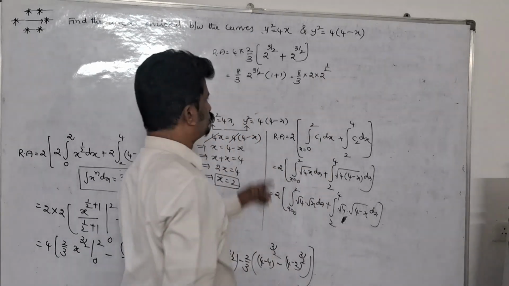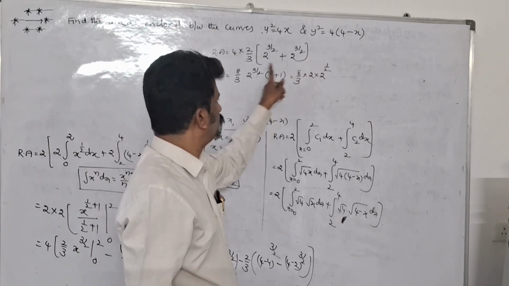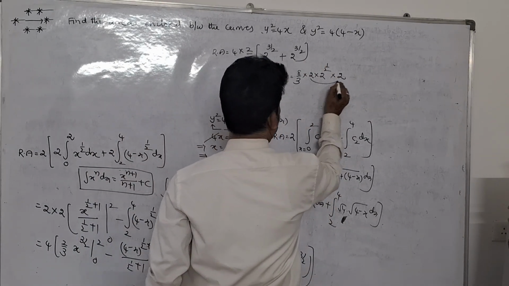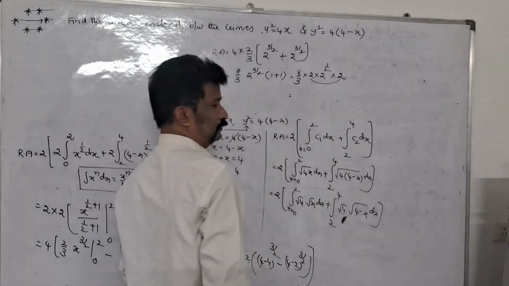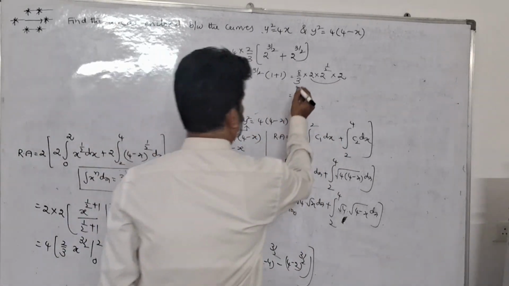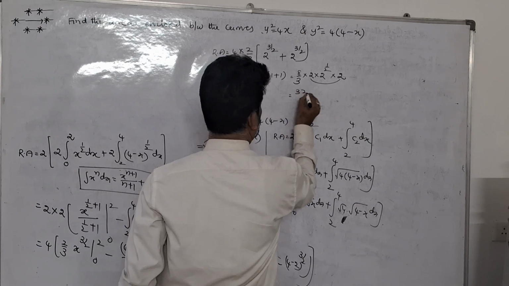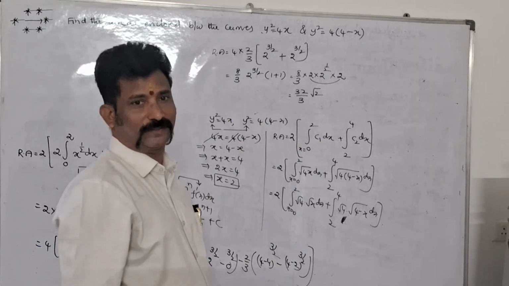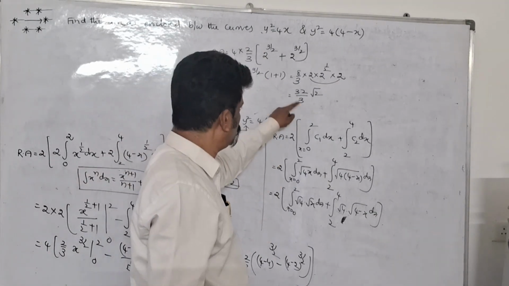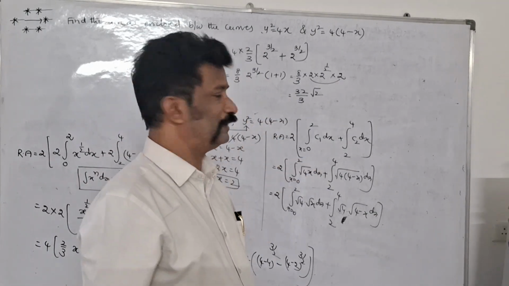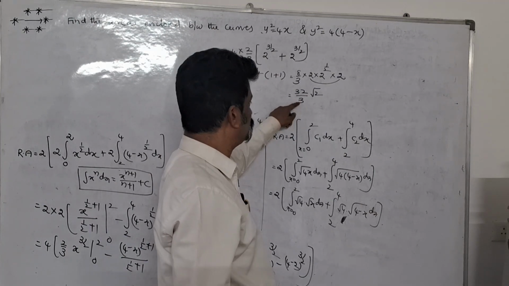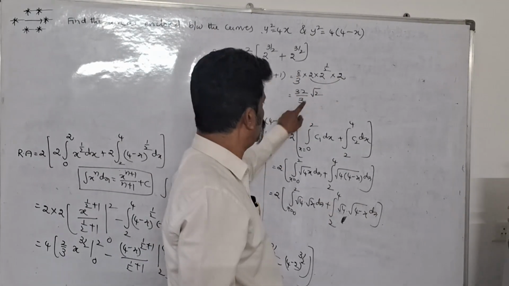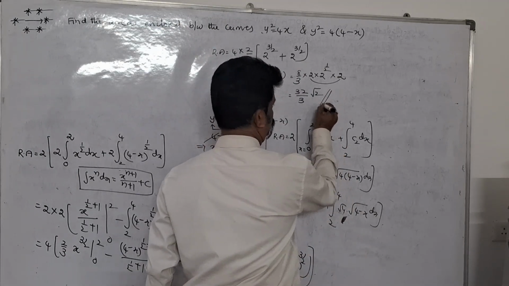Bases are equal, so powers should be added. What do we get? 1 plus 1 by 2 is equal to 3 by 2. Now this one, 2 2s are 4, 8 4s are 32. So 32 by 3 into root 2. This is the answer. Is it a 3 cancel? No, it is not in mathematics. So 32 by 3 into root 2. Okay, 32 by 3 into root 2. This is the answer.